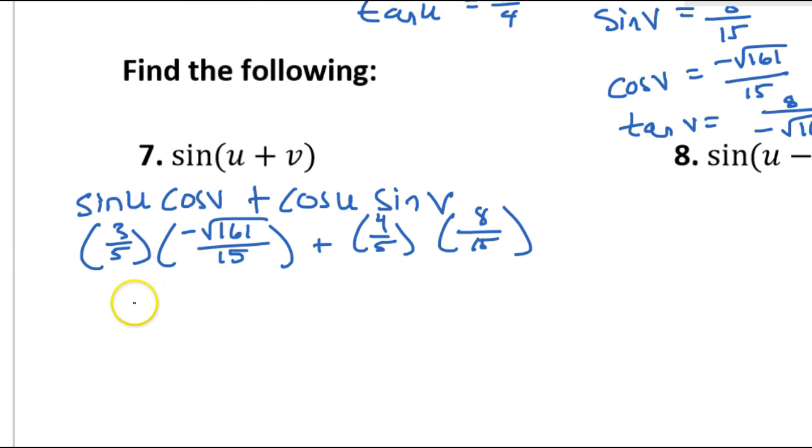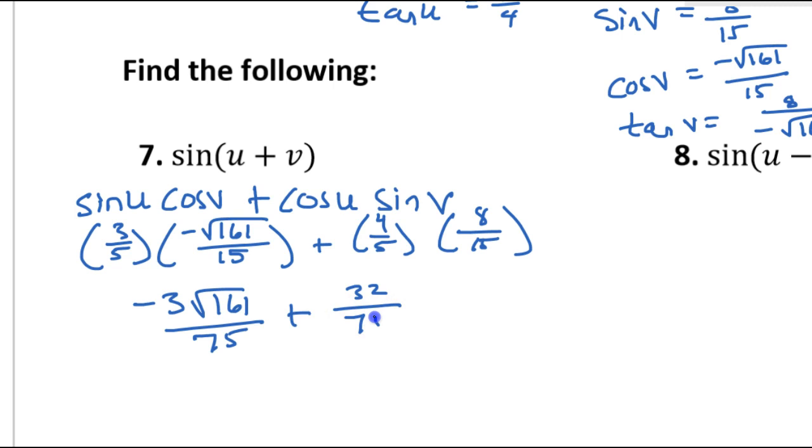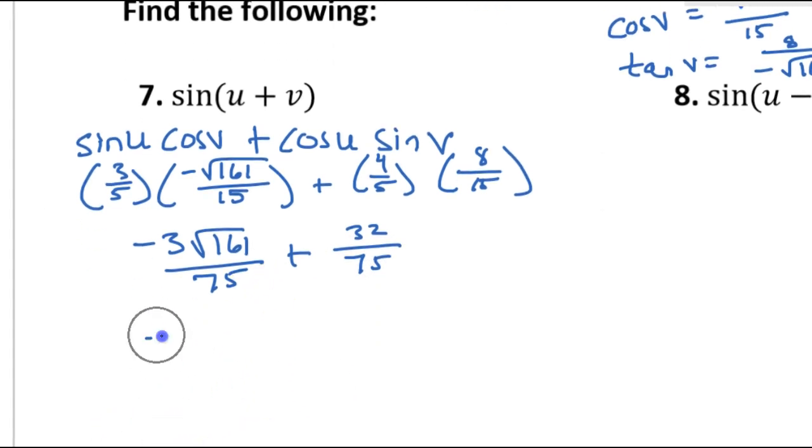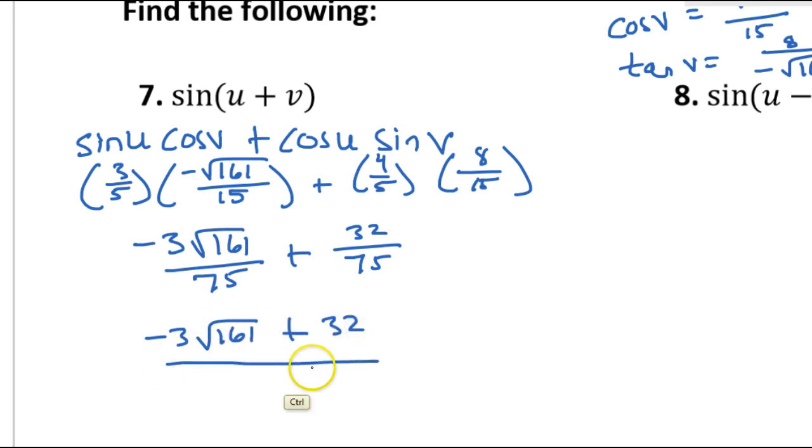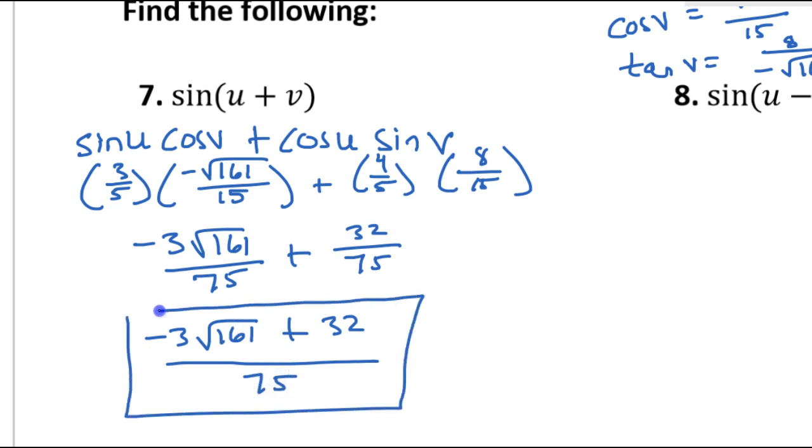So this is going to make negative 3 radical 161 over 75 plus 32 over 75. So that's going to make negative 3 radical 161 plus 32 all over 75. So that is the final answer.